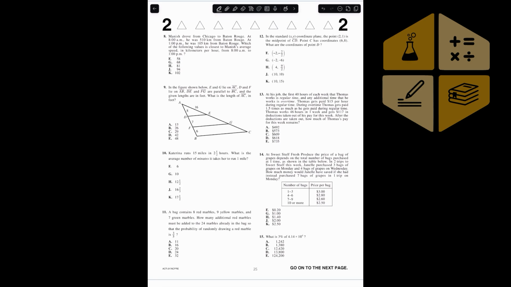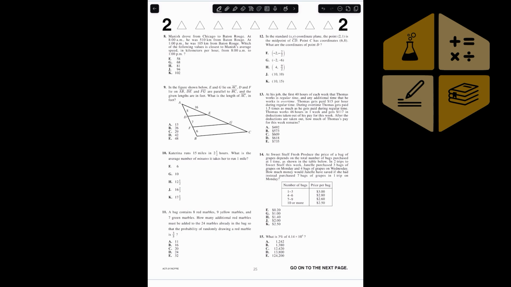Number 8. Manish drove from Chicago to Baton Rouge. So first of all, I don't know why he would want to go to Baton Rouge as an Auburn fan, unless maybe Auburn's playing at LSU. That might be a good reason. But nevertheless, Manish drove from Chicago to Baton Rouge.